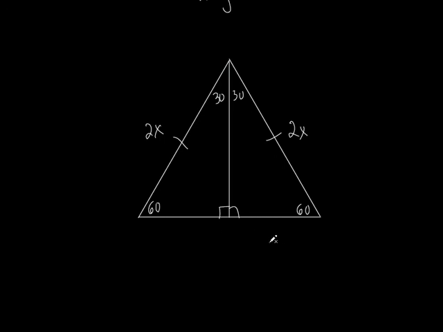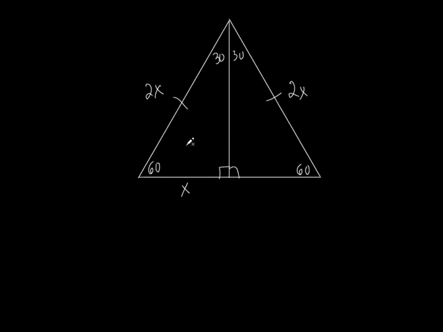This whole entire bottom is also going to be 2x, but what would it be from here to here? It'd be x, because it's a bisector, right? It hits here at its midpoint, so this would be x.